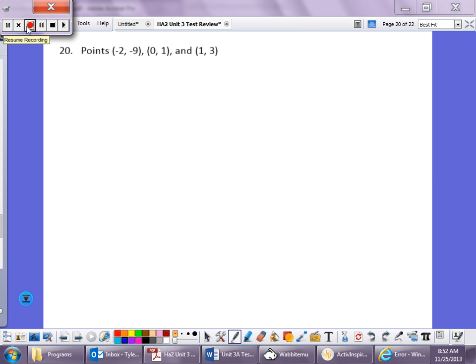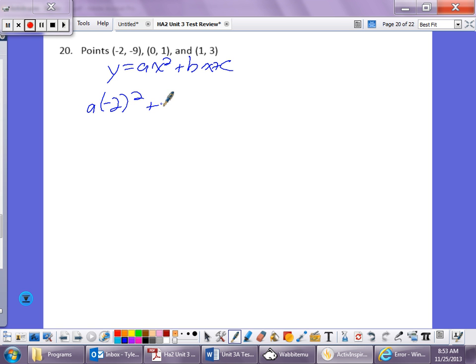All right, so when you're given 3 points, that's when you have to put it in standard form. So to put it in standard form, remember we want to put all 3 of these points in ax squared plus bx plus c. Yeah, this is where you use a matrix. So you get the first one, ax squared, so you're going to have a times negative 2 squared plus b times negative 2 plus c equals negative 9.